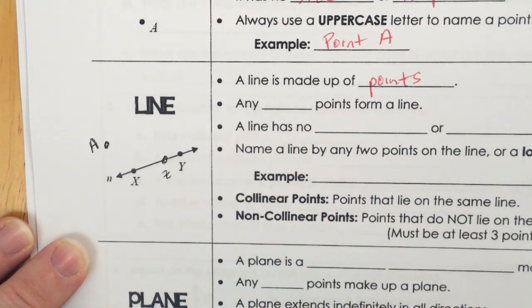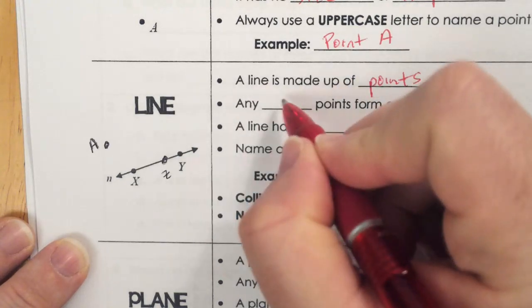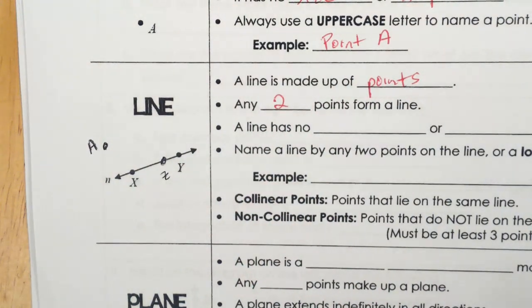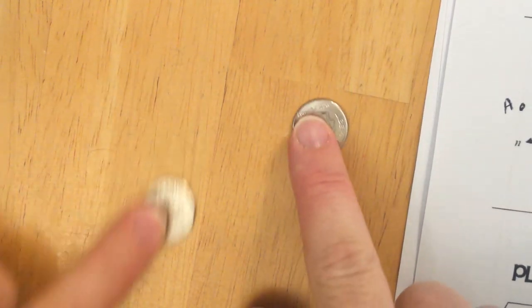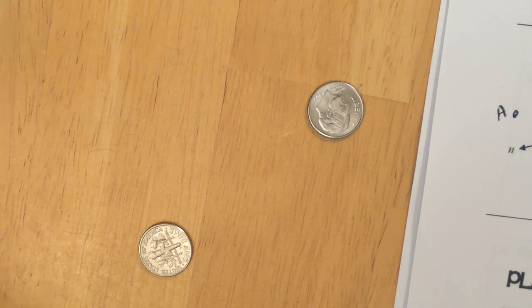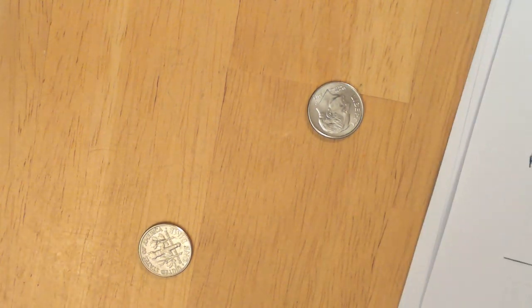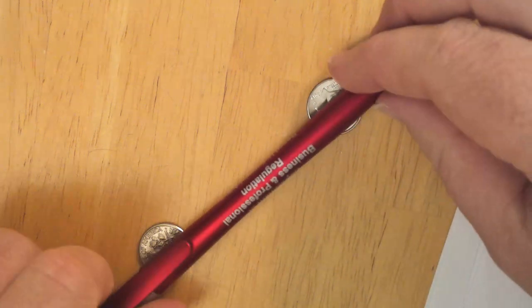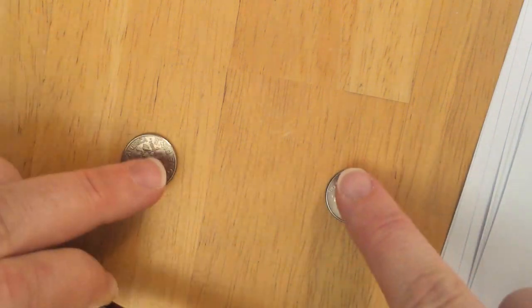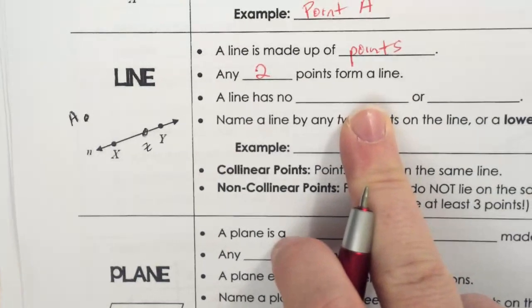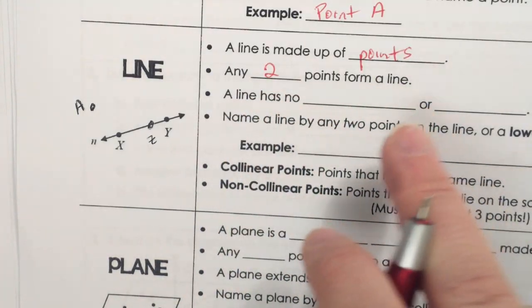It just has a bunch of points along a line. Any 2 points can form a line. So what am I talking about? If I have these 2 dimes, those are 2 points. And no matter what I do, if I connect that, boom, there's my line from here to here. If I move them this way, there's my one line that goes through the 2. If I go like this, there's the one line that goes through the 2 points. So any 2 points form a line.